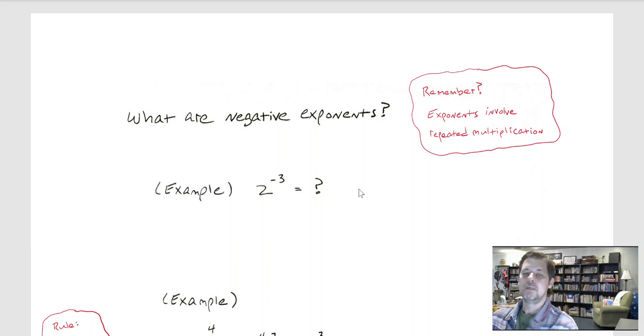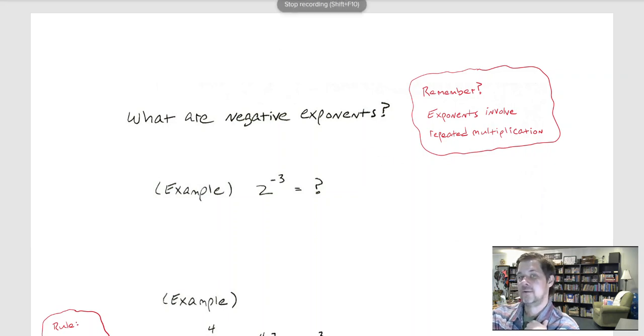Hello everybody. Let's talk about what a negative exponent is. Now, I would not ever start a discussion by talking about what a negative exponent is. I would always indicate what an exponent is first, and I have done that in another video, but let's say, in case it's not fresh on your mind, an exponent will involve repeated multiplication.